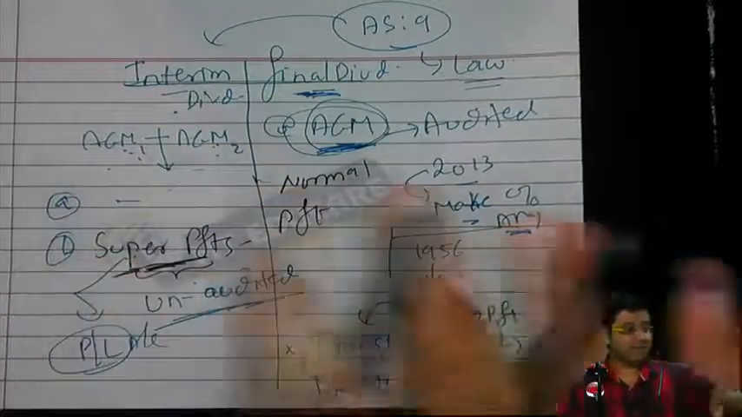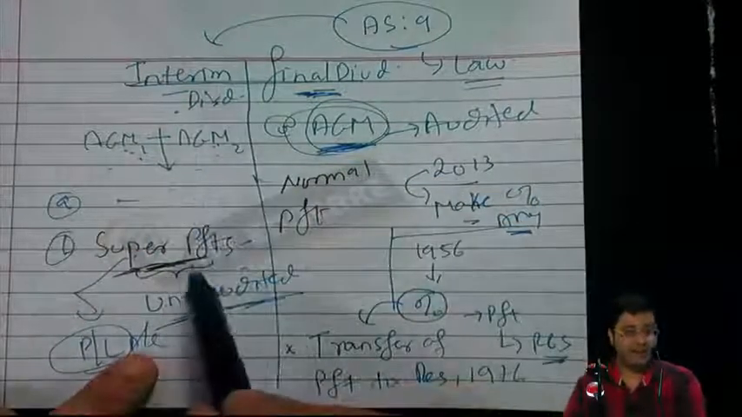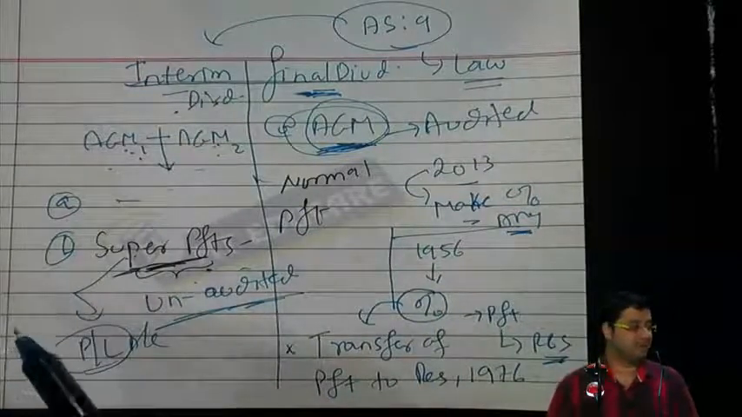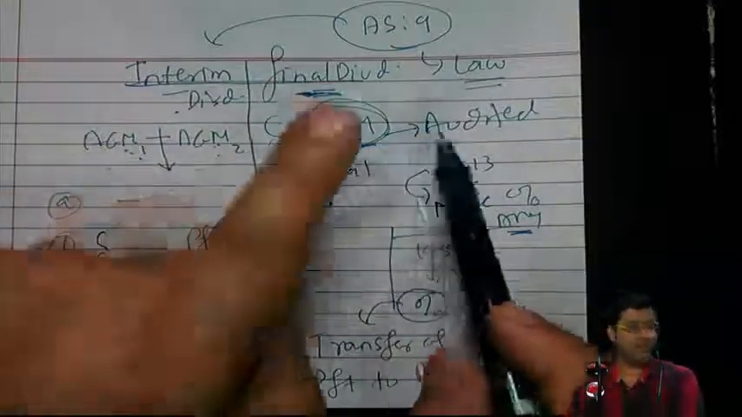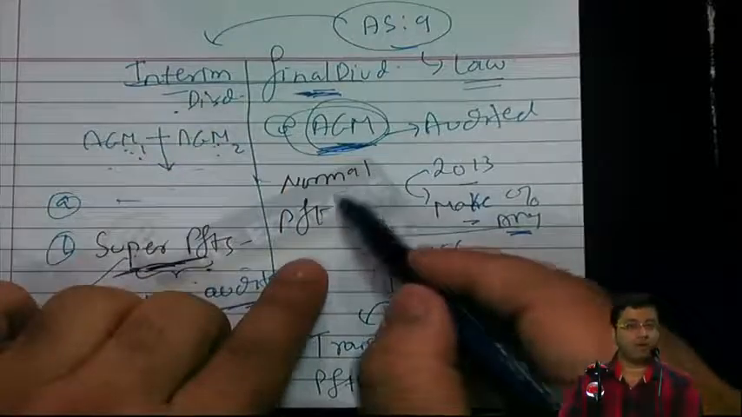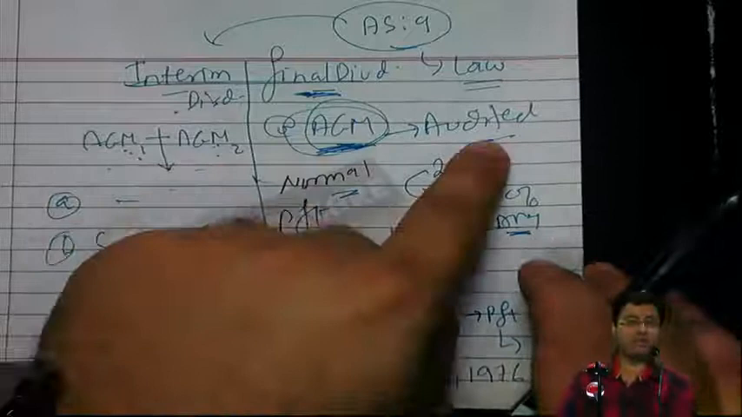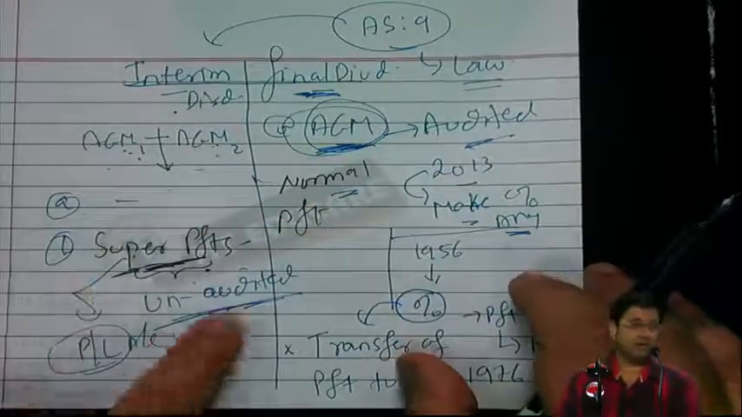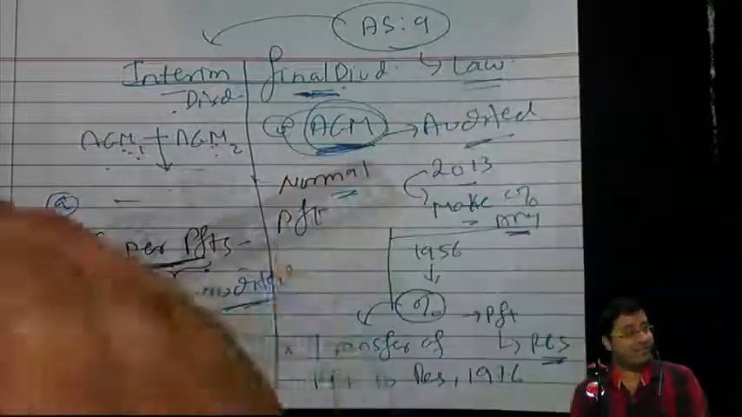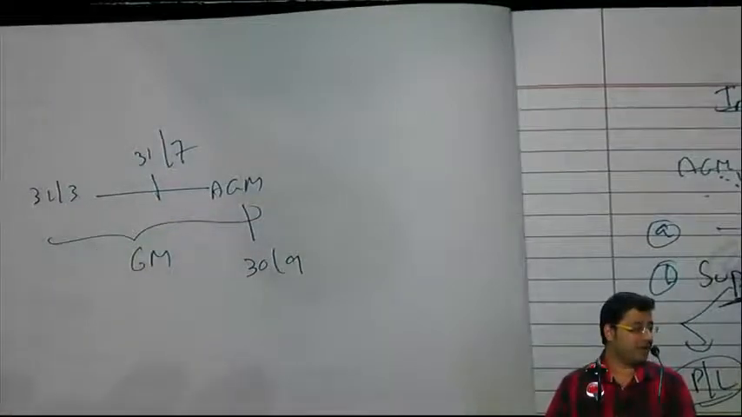So the clarity I am trying to give you here is that interim dividend may be given out of the super profits which are anticipated by the company, whereas final dividend is given out of the normal profits only, and these normal profits are audited by an auditor. So final dividend is out of audited P&L, interim dividend is generally out of unaudited P&L. But suppose it is a final dividend in the nature of interim dividend, something like this example, then it has to be audited profit and loss account only.